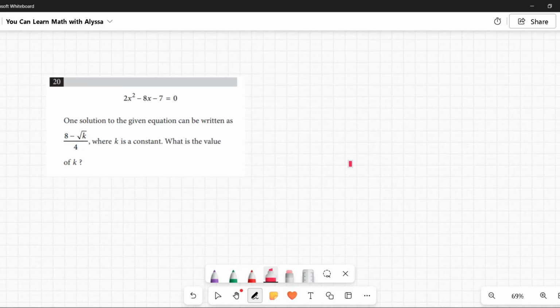Number 20. 2x squared minus 8x minus 7 equals 0. One solution to the given equation can be written as 8 minus the square root of k over 4, where k is a constant. What is the value of k?